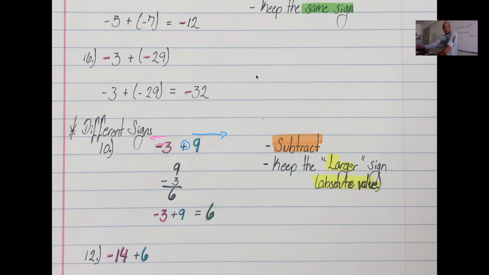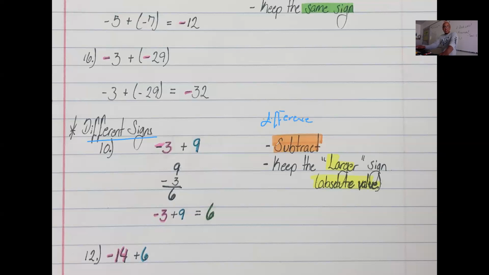And so in order to see what that is, when you're adding numbers of different signs, you have to find the difference between those two numbers. I'm going to say that again. When you're adding numbers of different signs, you have to find the difference of those two numbers.